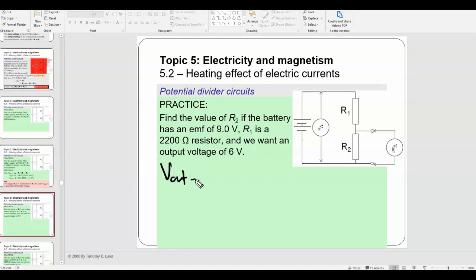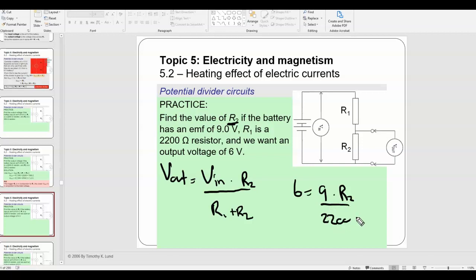Otherwise, you have to derive it like we did in the last slide, but that's going to be V out equals Vn times R2 divided by R1 plus R2. Okay, now here we're given V out as 6 volts, Vn is 9 volts. We don't know what R2 is, we're asked to find that, and so that's going to be 9 times R2 divided by 2200 plus R2.